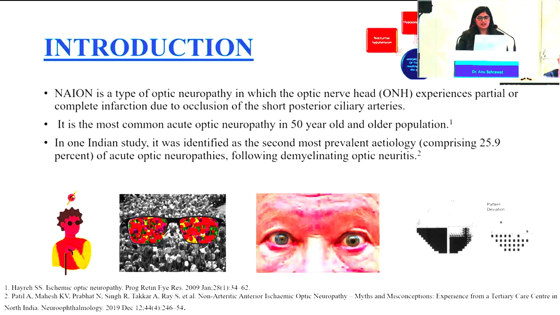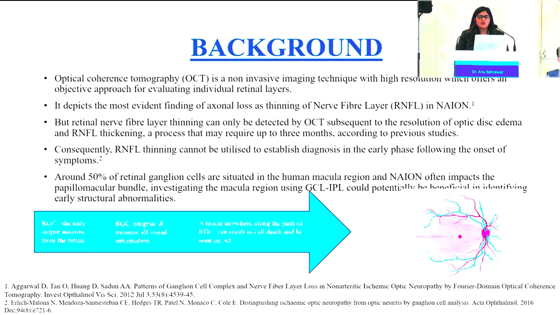In one Indian study, it was identified as the second most prevalent etiology of acute optic neuropathies following demyelinating optic neuritis. OCT is a non-invasive imaging technique with high resolution which offers an objective approach for evaluating individual retinal layers. It depicts the most evident finding of axonal loss as thinning of the nerve fiber layer in NAION. But retinal nerve fiber thinning can only be detected on OCT subsequent to the resolution of optic disc edema and RNFL thickening, a process that may require up to months according to previous studies. Consequently, RNFL thinning could not be utilized to establish diagnosis in the early phase following the onset of symptoms.